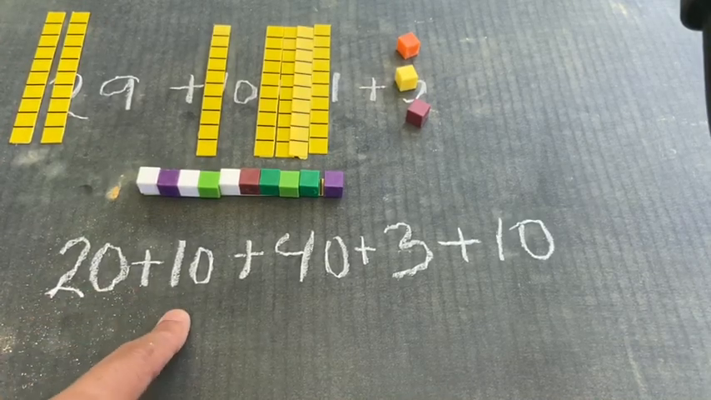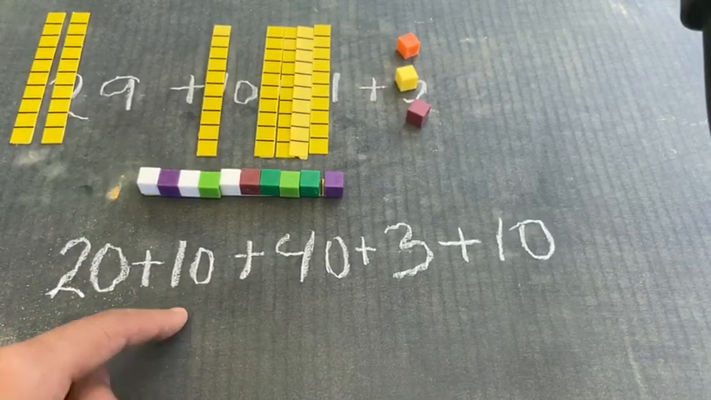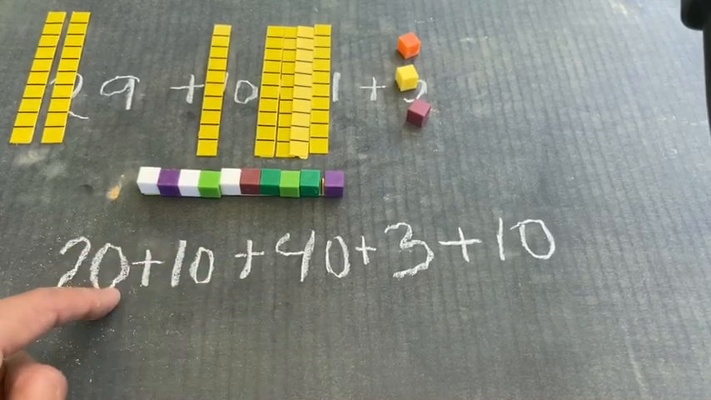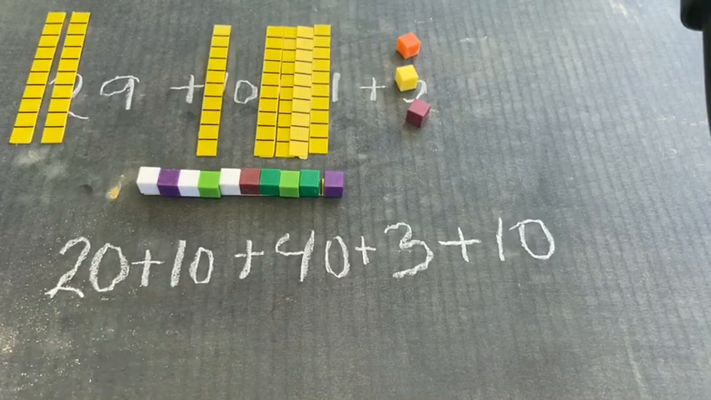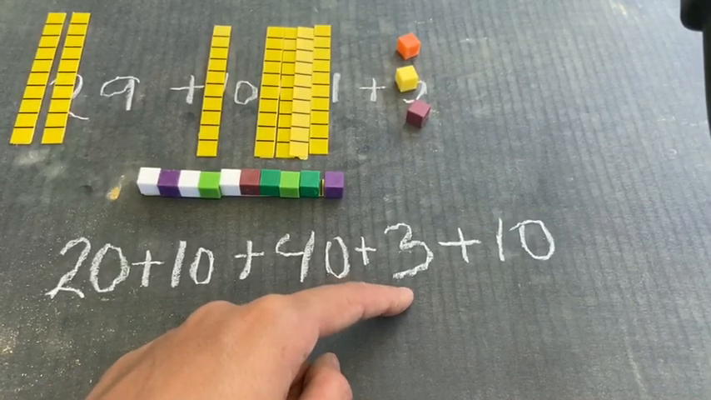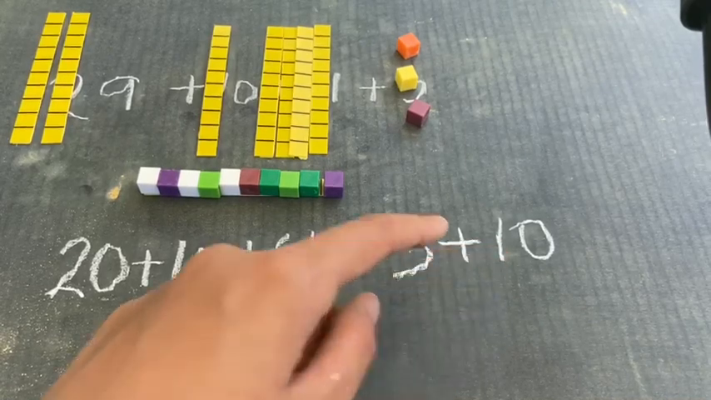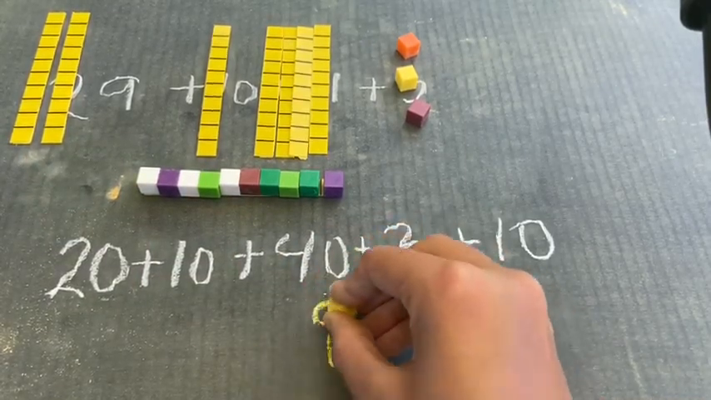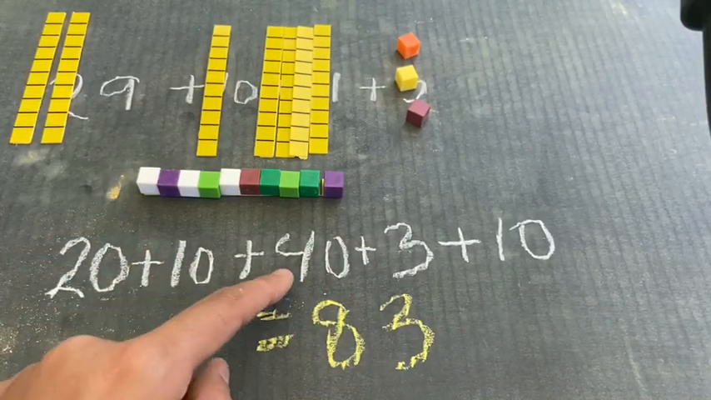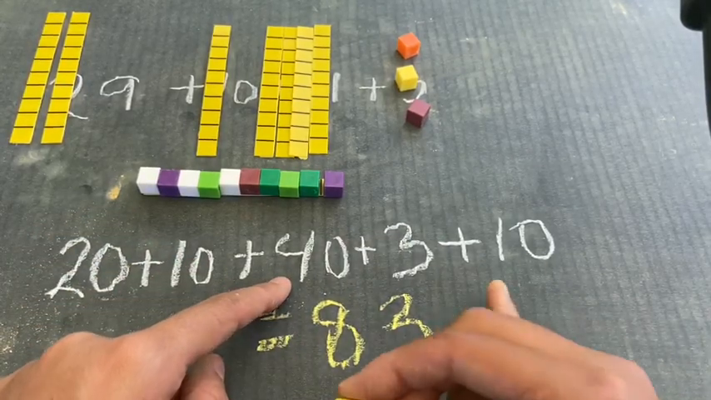So 20 plus 10 is 30. 30 plus 40, you're adding the number of tens. So 3 tens plus 4 tens is 7 tens, 70. Plus 3 is 73. Plus 10 is 83. 20, 30, 70, 83.